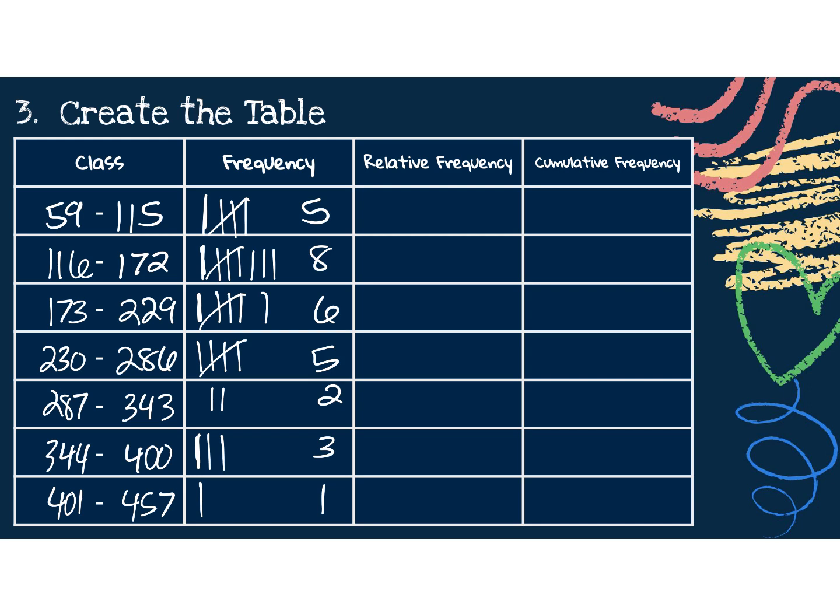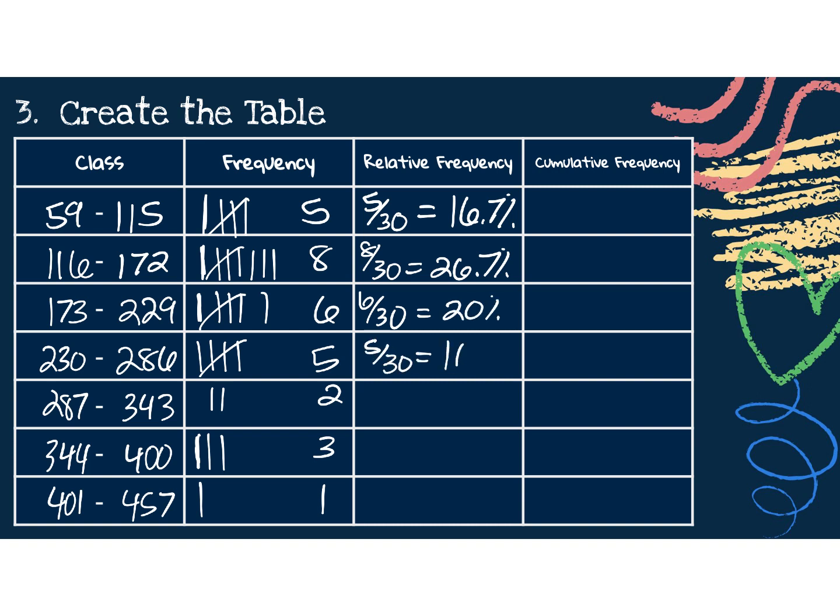To find our relative frequency, we're going to take our frequency divided by our sample size. You can either count all your numbers or you can read at the top. It says there's 30 navigation systems. So this is going to give us 16.7%, 26.7%, 20%, 5 over 30 again, that'll be that 16.7%. 2 over 30 will give us our 6.7%. 3 over 30 is 10%. And 1 over 30 is 3.3%.